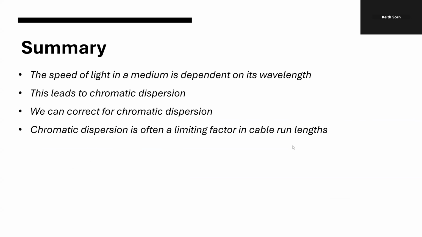All right, so we learned that the speed of light in a medium is dependent on its wavelength. We learned that this leads to chromatic dispersion. We learned that we can correct for chromatic dispersion, and we learned that chromatic dispersion is often the limiting factor in our cable length runs.